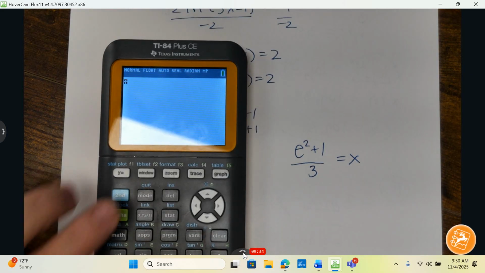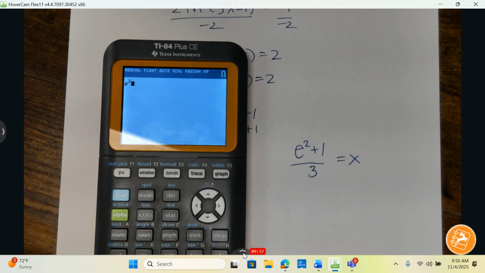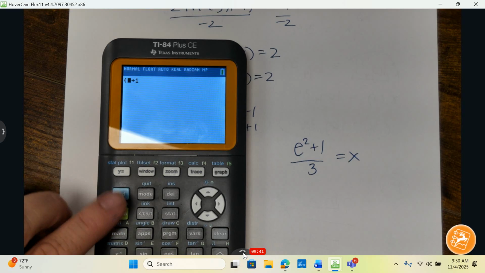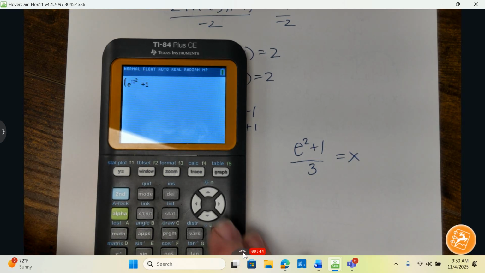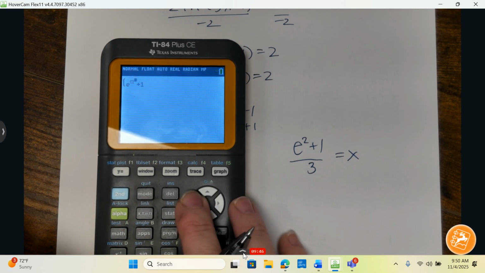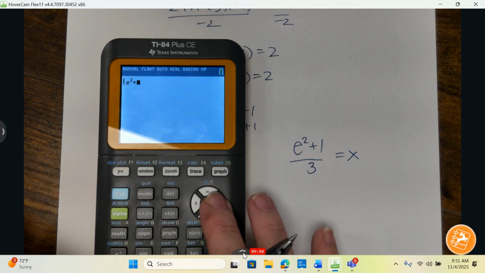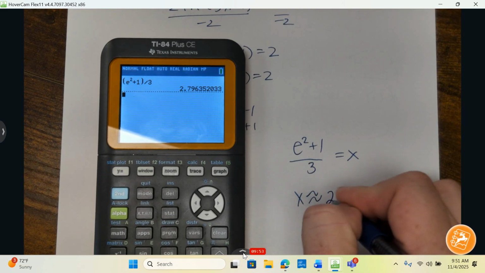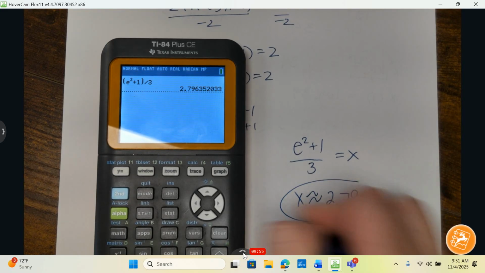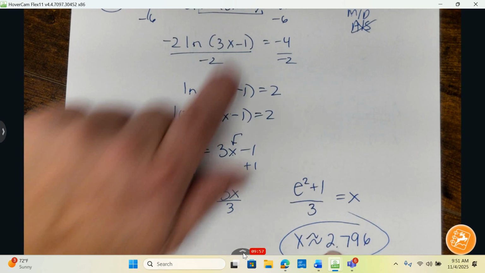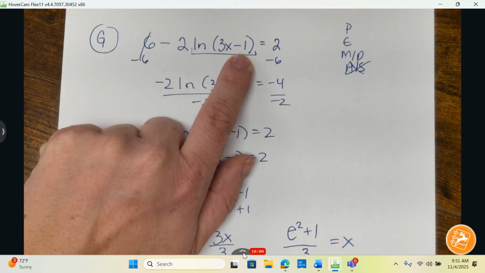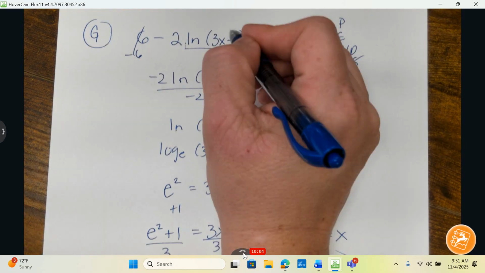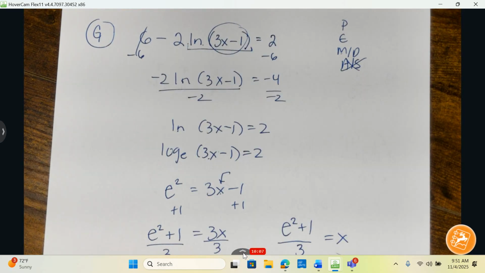So I'm going to go e to the second, bring it down, plus 1. I really should have it all in parentheses. So e squared plus 1, and then divided by 3. And the approximate answer is 2.796. And again, plugging this in and subtracting by 1 every time, you have to check if I've been forgetting to do that. Every time you've got to plug it back in to make sure that the value behind the log base is positive.